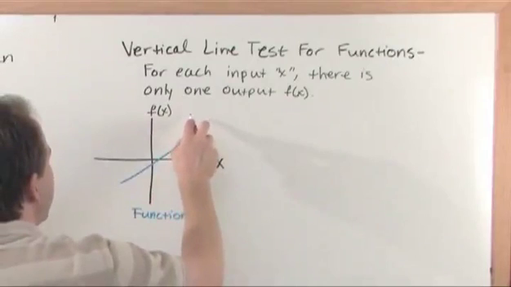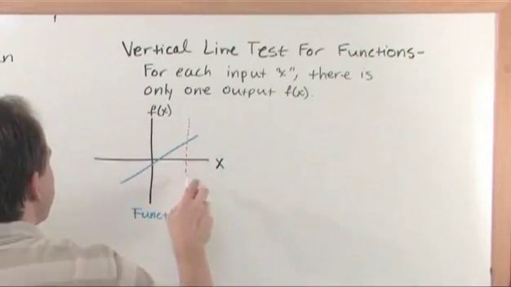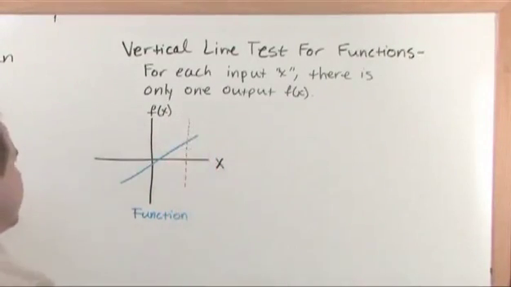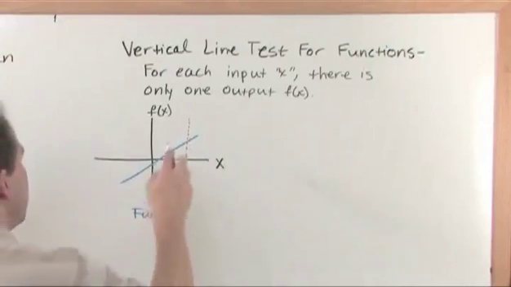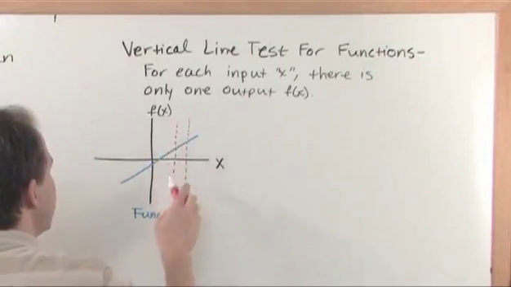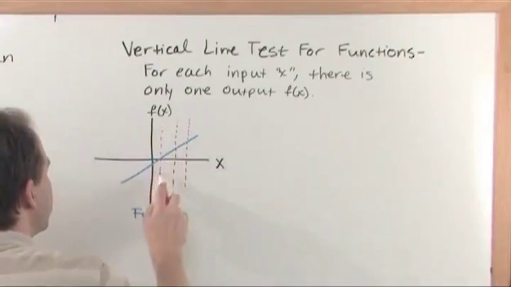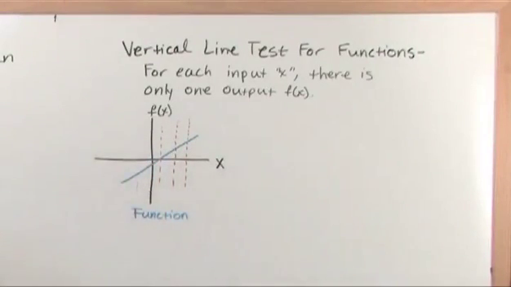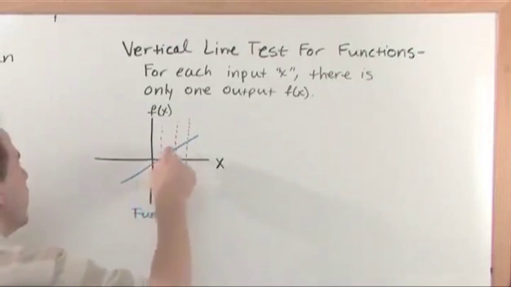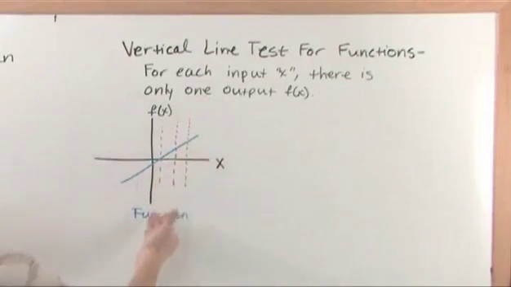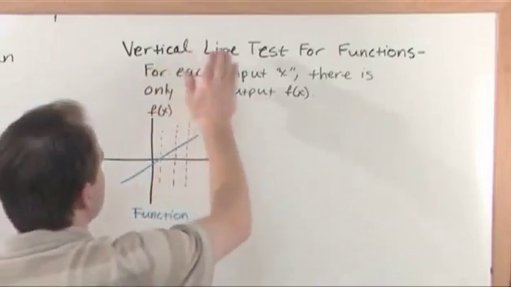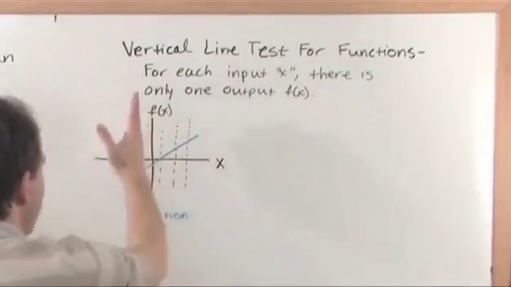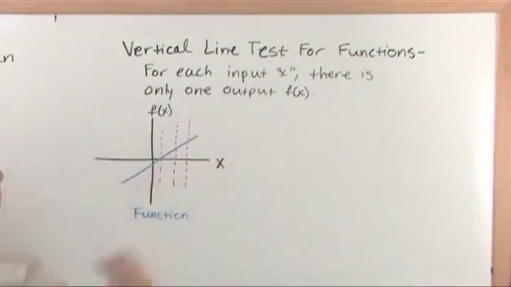And at any point, if it only crosses the graph at one spot, okay, then it's a function because there's only one value there. If you draw another line, it only crosses in one place. You draw another one, it only crosses in one place. You draw another vertical line, one place. So any vertical line that you draw should only cross in one spot, and if that's true, this is a function, and that's why it's called the vertical line test for functions. If you draw these vertical lines and they only cross in one spot, you have a function on your hands.